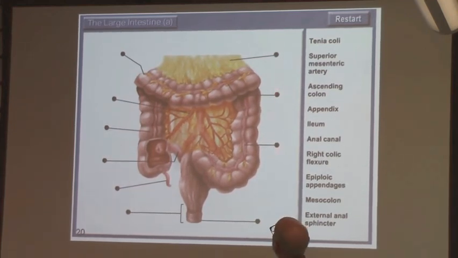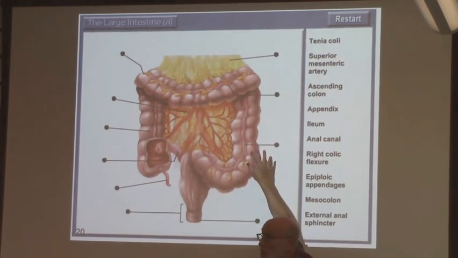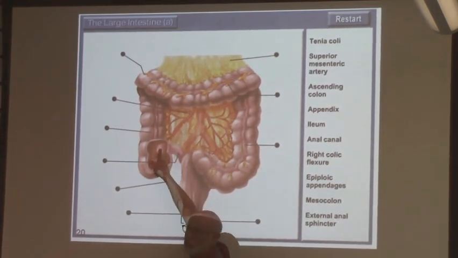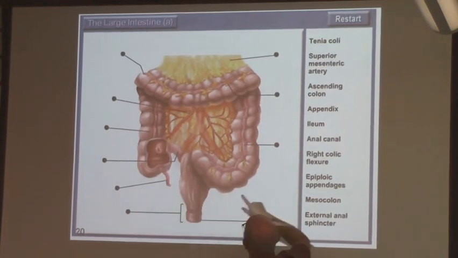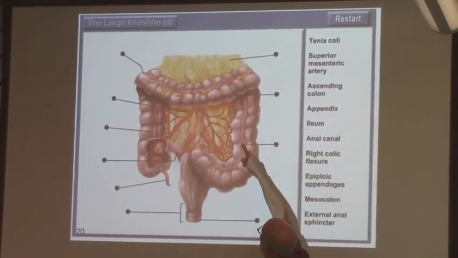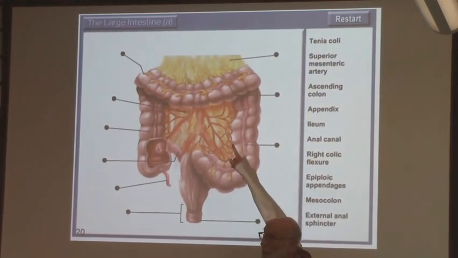This one? No, those are both pointing to the large intestine. The ileum is a section of the small intestine. This is the ileum right here. Ileum, ileocecal junction. This is the descending colon. Up there is the transverse colon.